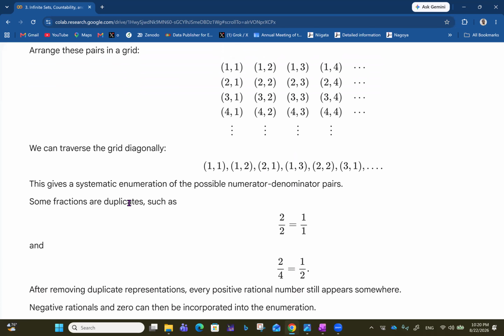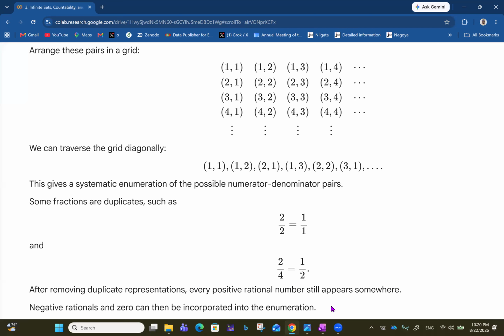Some fractions are duplicates, such as 1 over 1 is 1, of course. Then 2 over 2 is also 1. 3 over 3 is 1. And then you have things like 2 over 4, which is 1 over 2. 3 over 6 will give you the same thing. So after removing duplicate representations, every positive rational number still appears somewhere. Negative rationals and 0 can then be incorporated into that enumeration.